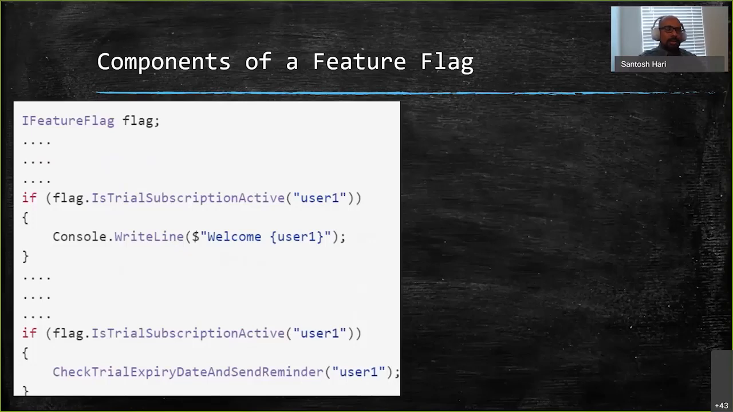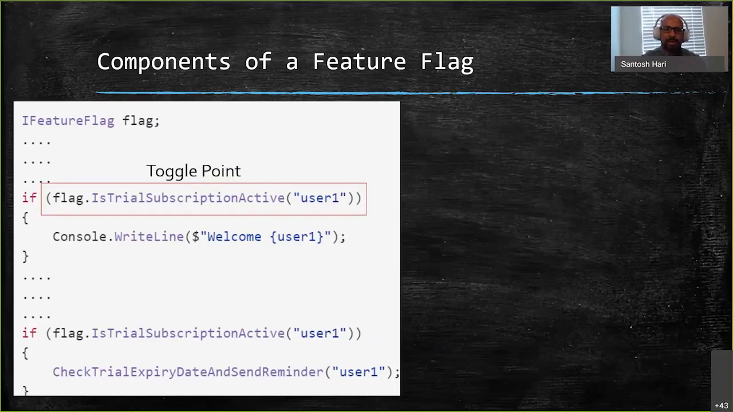So if you look at the anatomy of a feature flag, it basically has a bunch of components. The first one is a toggle point. The toggle point is the actual point in the code where the check occurs to see if the toggle is flipped on or off, or the feature flag is on or off. In this case, the if statement saying if trial subscription is active for user one, this is a toggle point.